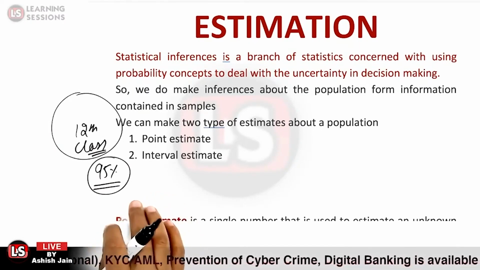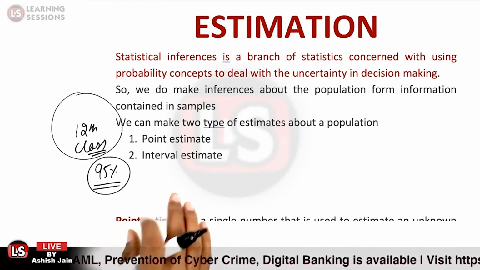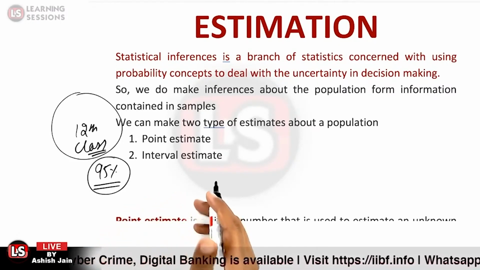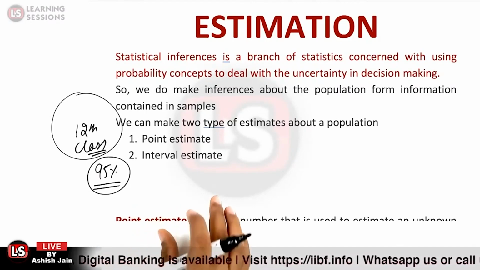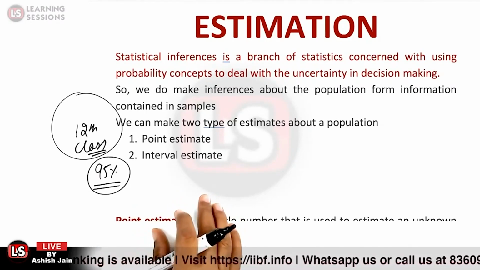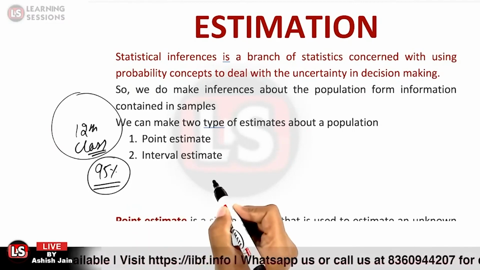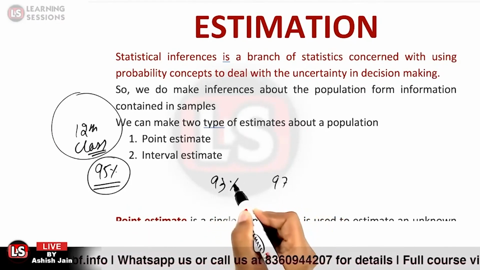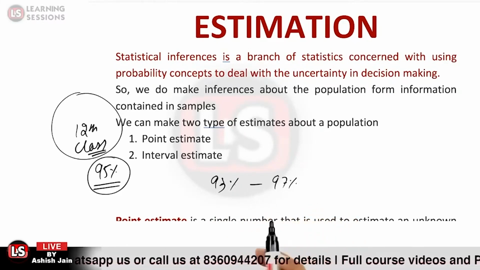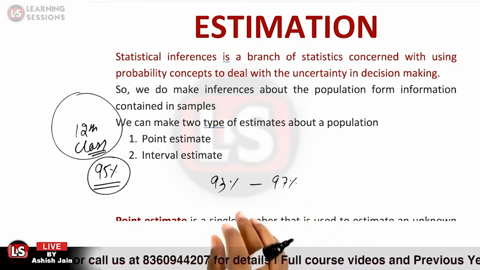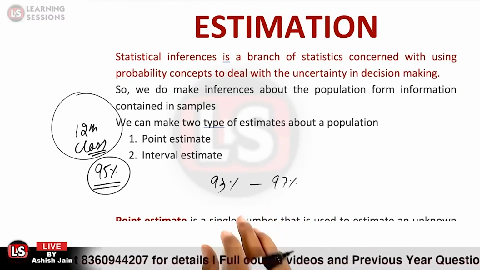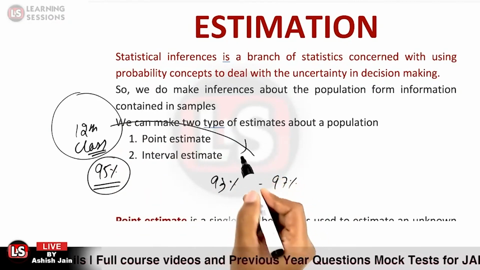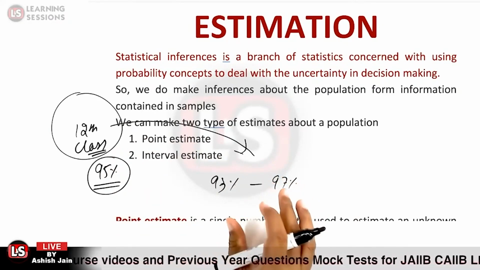And further, we are also having another type that is related to interval estimate, where we will be giving an estimate interval. Let us take the case that we are having an interval from 93% to 97%. In this case particularly, we are estimating that the result of 12th class will fall under this particular interval.